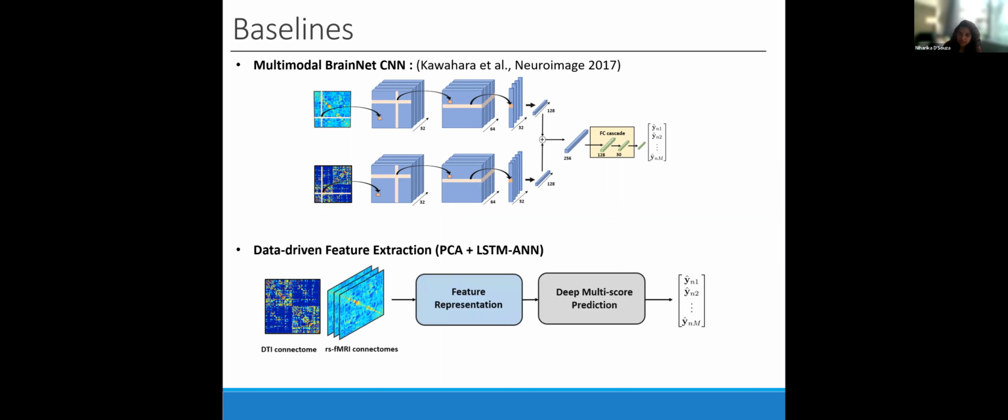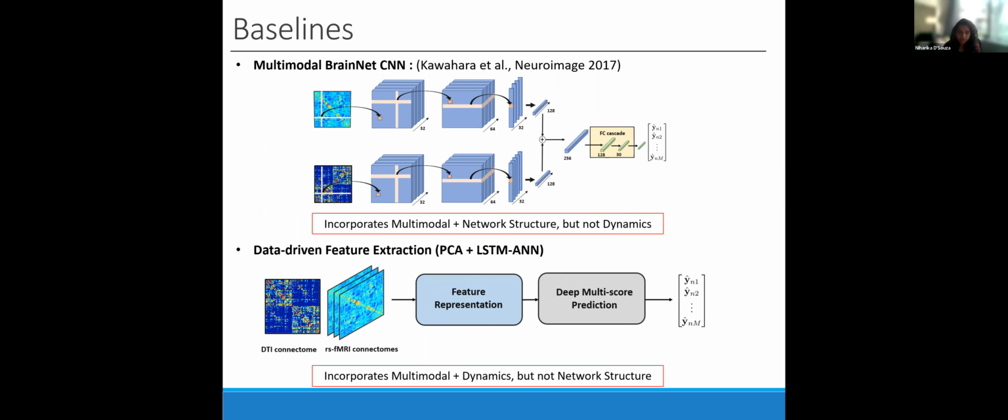The representations are combined to predict behavior. Our second baseline is more data-driven. We use PCA to reduce the dimensionality of the dynamic correlation features and impose the structural weighting by a Hadamard product. The projected data is used to train an LSTM-ENN model similar to our framework and predict clinical severity. The main takeaway from these comparisons is that the first baseline incorporates the network structure and multimodal interactions, but ignores the temporal evolution. The second baseline incorporates multimodality and temporal dynamics, but not the network structure of the inputs.